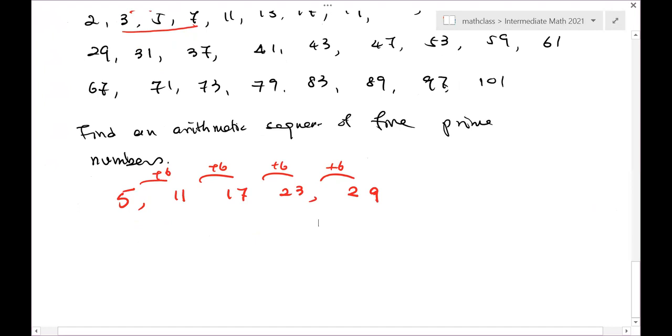So this is a very special sequence. You should know that when you are asked to find an arithmetic sequence of 5 prime numbers, you should come up with this sequence of numbers.